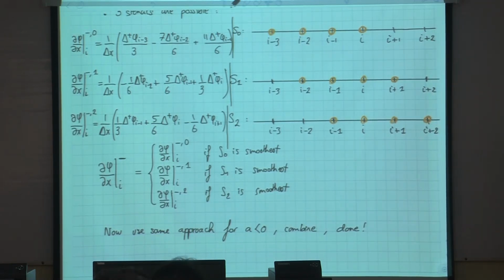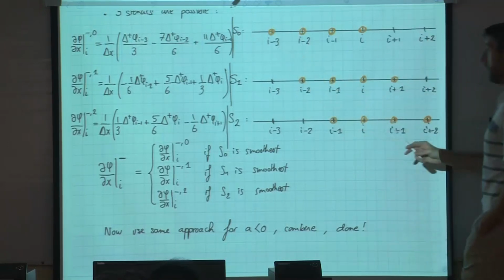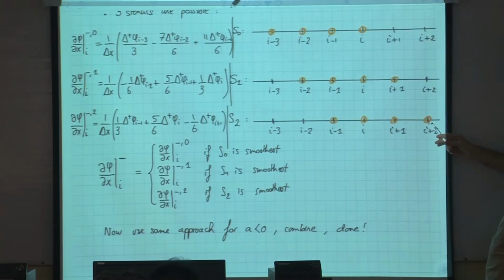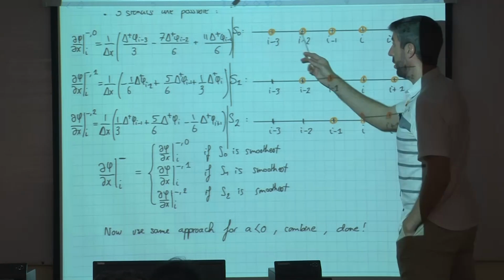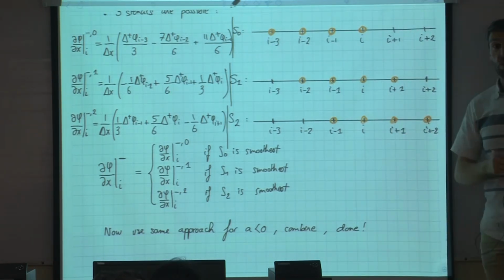Why do we do that? Well, because ideally, if we allow ourselves to use freely as much of this, this, and this as we want, then we could optimally use a true stencil going from I minus 3 to I plus 2, which would give us 1, 2, 3, 4, 5, 6 points, which should give us formally fifth order accuracy for our gradient.